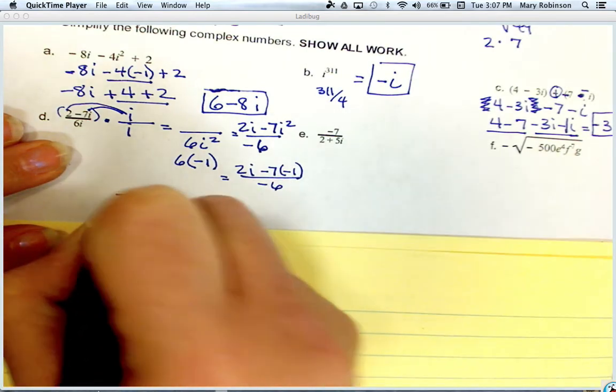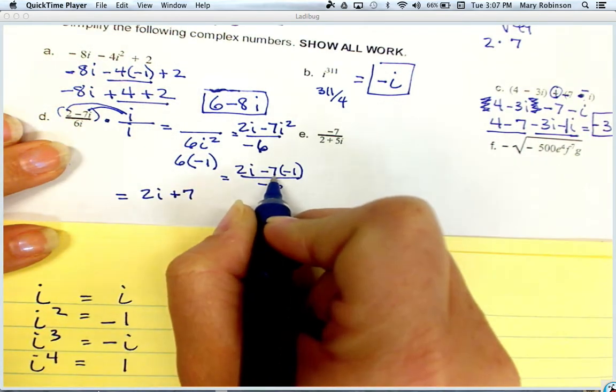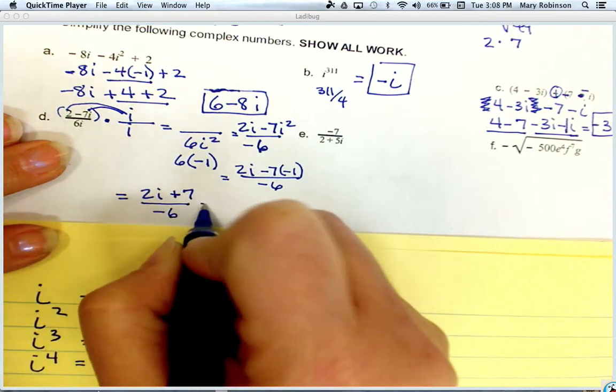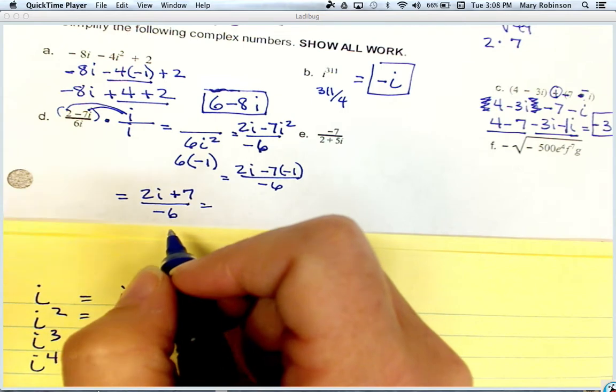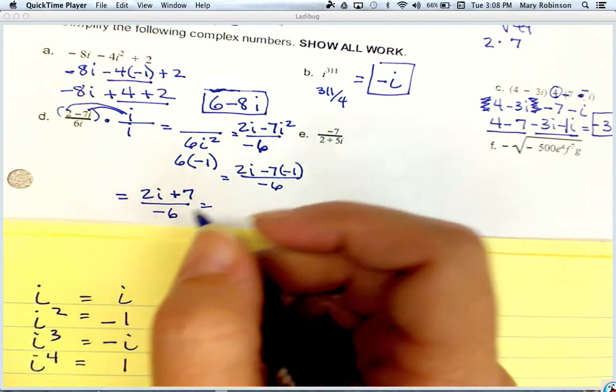So that'll give us 2i plus 7, because -7 times -1 is +7. I also shared with you that if you're dividing by a negative, to make sure that you change the sign so that you don't have a negative in your denominator.